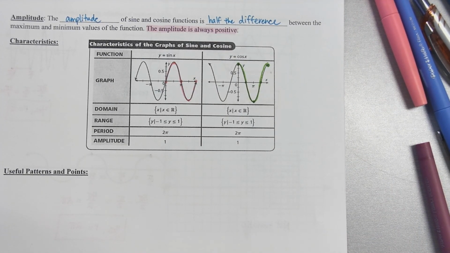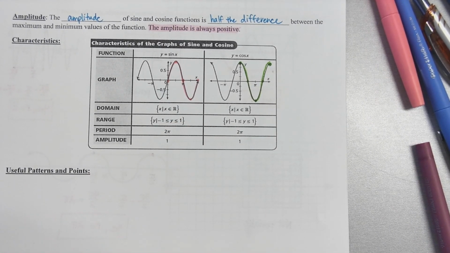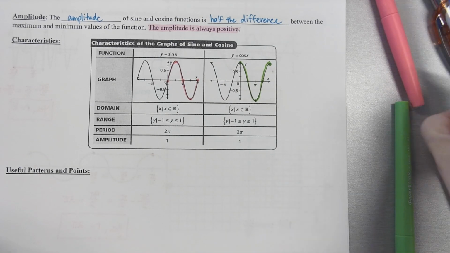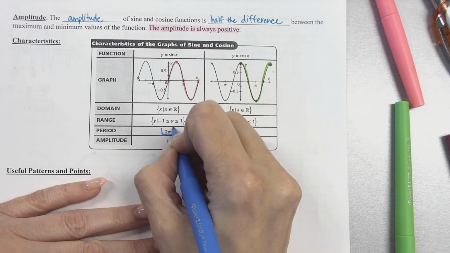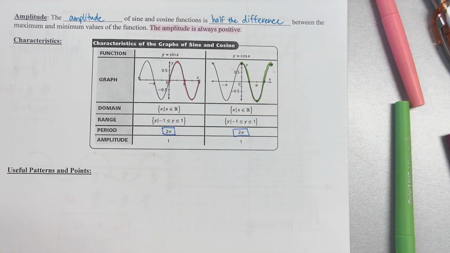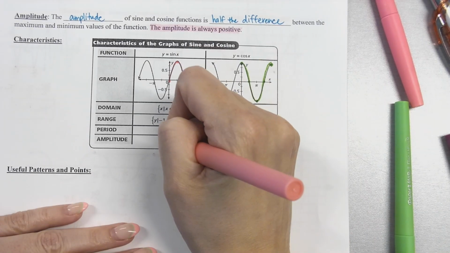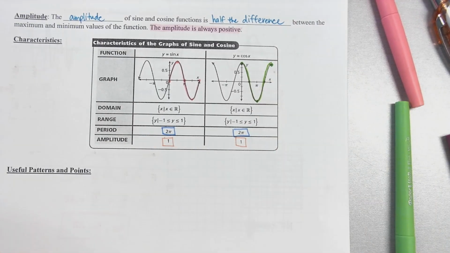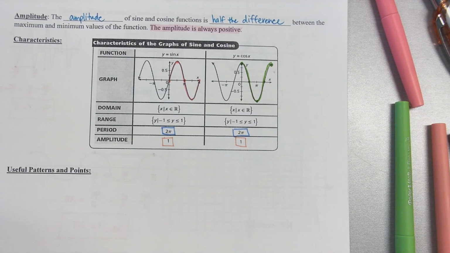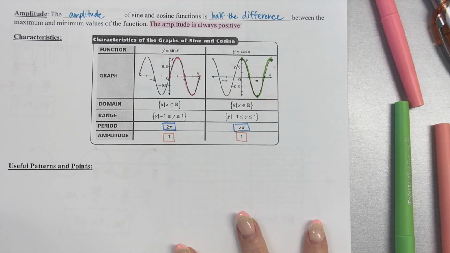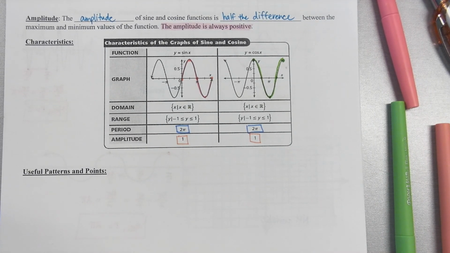Your domain is all real numbers, so you can plug in any value. Your range is -1 to 1, because 1 is your max, -1 is your min. And then what you found today is the period for each one was 2 pi. And your amplitude for each one was 1. Well, for the original. And you guys saw some today where the amplitude was different than 1. And then we're going to save the patterns for tomorrow for when we graph.